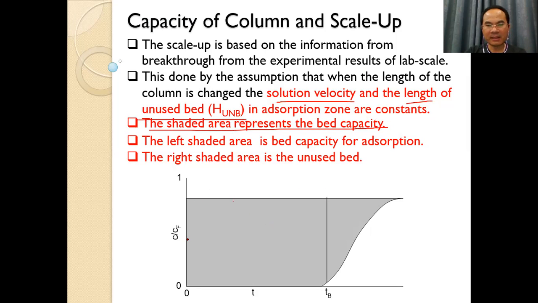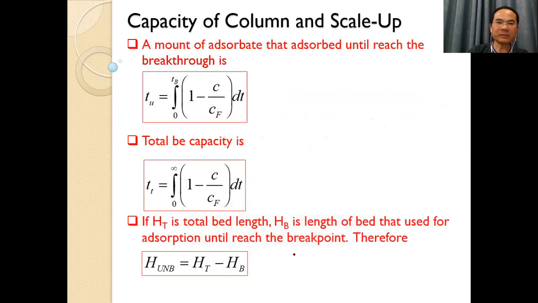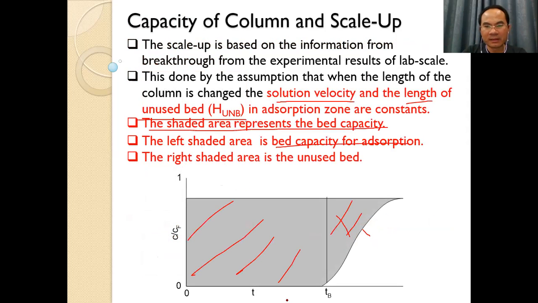The left hand side, this area, is the bed of adsorption. This is the unused bed. This is adsorbed already. This is unadsorbed. Okay, this is the true area: the amount of adsorbed bed that adsorbs until reaching the breakthrough point. The amount adsorbed until you calculate at TB.